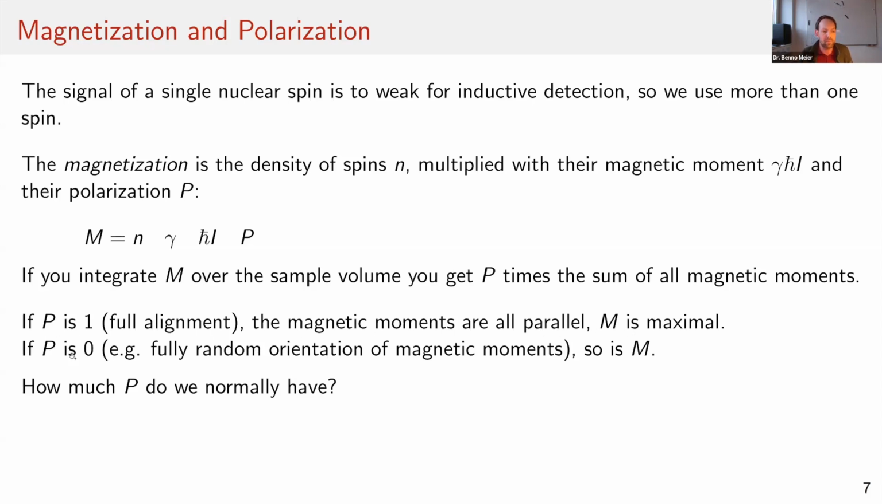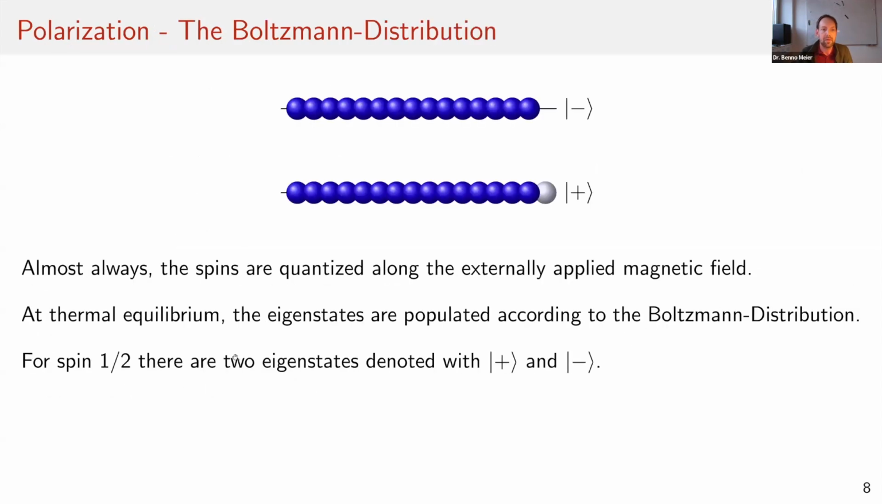On the other hand, if the polarization is 0, then all these magnetic moments are basically pointing in completely random directions, and then you don't get any signal. So the question, of course, is now how much polarization do we normally have? And that's where the Boltzmann distribution comes into play.